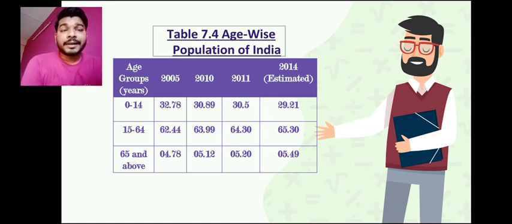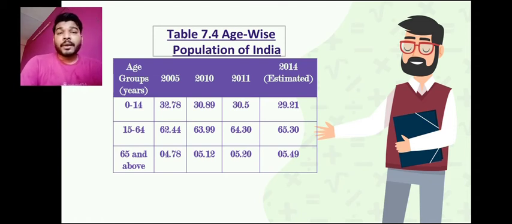Then this particular data shows the overall view: our 0 to 14 age group has decreased from 32.78 to 29.21 percent. Our active workforce, the 15 to 64 age group, was 62.44 percent in 2005, which increased to 65.30 in 2014.